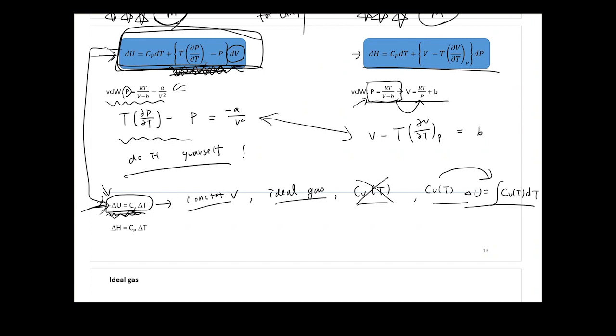So this is one thing you want to get used to, okay? Always memorize the most general equations. All other things are just special conditions of your general equation. And they will make your life a lot easier for this class.